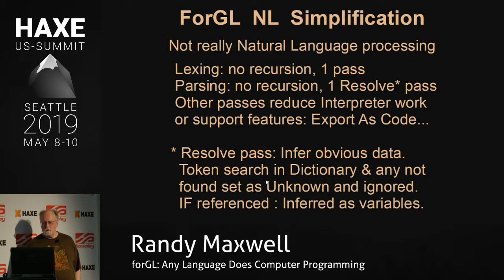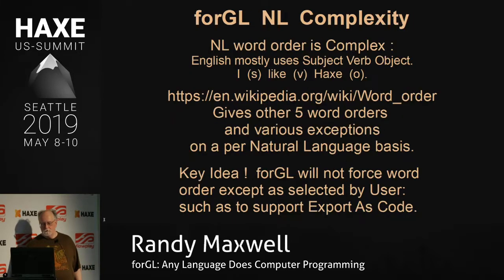Okay, so the languages get simplified, you put definitions in your dictionary. That's the key takeaway. Okay, what's the natural language complexity that forGL has to deal with? Well, there's some things I can't get rid of just by simplifying it down to a dictionary. You still have to support various word orders. So that's what that is.